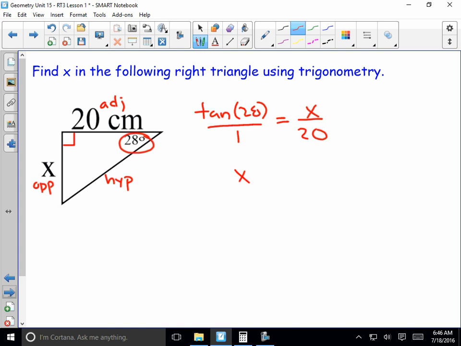Now, in this case, this is a nice, easy one-step, 20 times the tangent of 28. And remember, if you can, don't convert the tangent of 28 to a decimal value. Use it as its own value. But if you have to, you can always convert it to a 4 decimal place value. So then we've got 20 times the tangent of 28, and we get an answer of 10.63 centimeters.